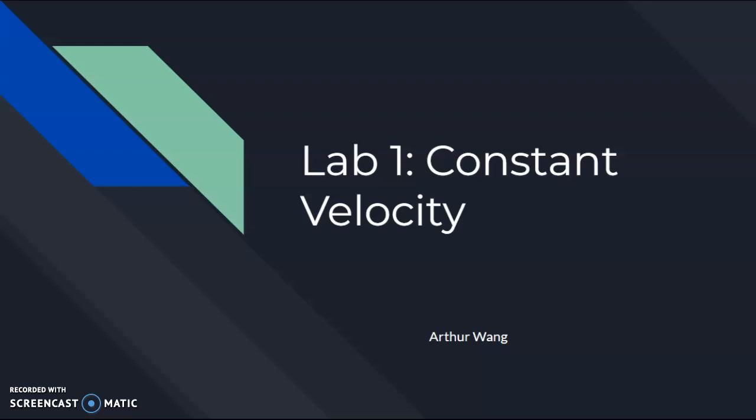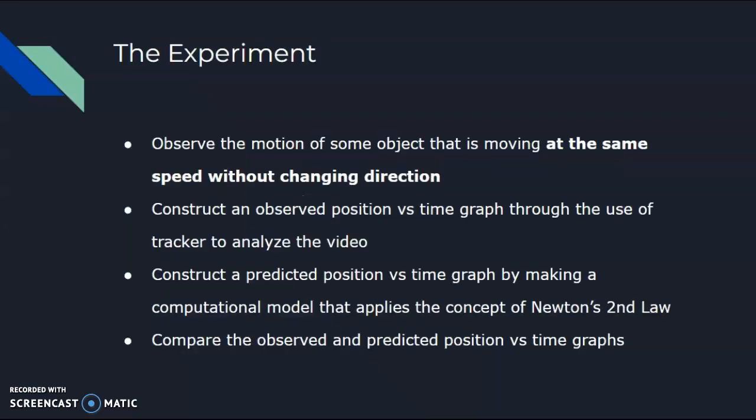This is my Lab 1 constant velocity lab report. For the experiment, we will observe the motion of some object that is moving at the same speed without changing direction. Then, we will construct an observed position versus time graph through the use of Tracker to analyze the video. And then, we will construct a predicted position versus time graph by making a computational model that applies the concept of Newton's second law. Finally, we will compare the observed and predicted position versus time graphs.